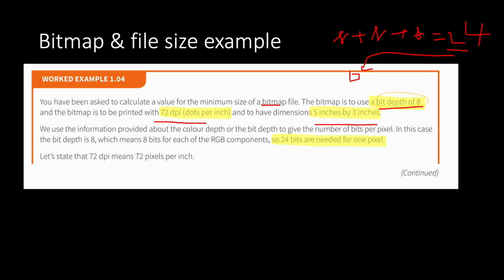So how many pixels are there in a horizontal line? Well, it's easy to work out, which is 5 times 72. What about how many pixels per column? Right, it's 3 times 72. Multiplying these two gives us the total number of pixels in the image. And finally, if we multiply by the bits per pixel, which is the color depth, we get the smallest size of this bitmap image.